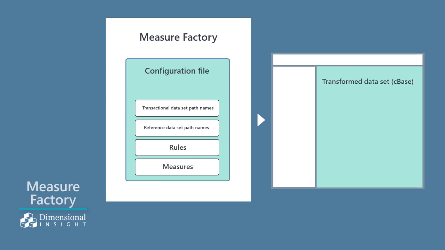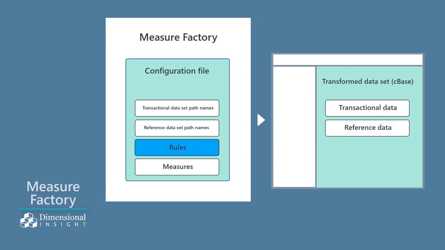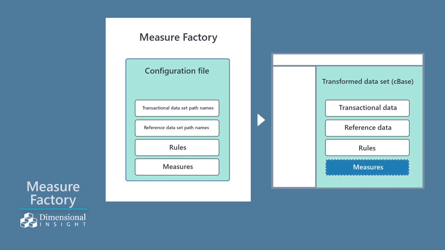Let's look at the transformed dataset more closely. A transformed dataset contains these three things: all the transactional data from the original dataset, reference data, if the configuration file was set up to pull reference data into the dataset, and all the rules you created for that dataset and their resulting values. Notice that the transformed dataset does not contain measure data at this point.